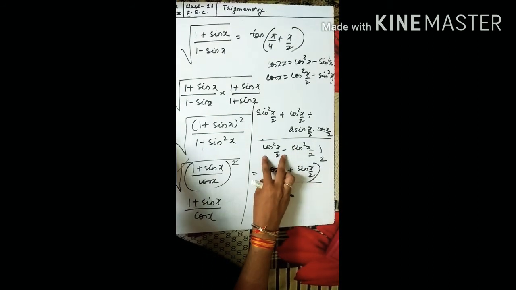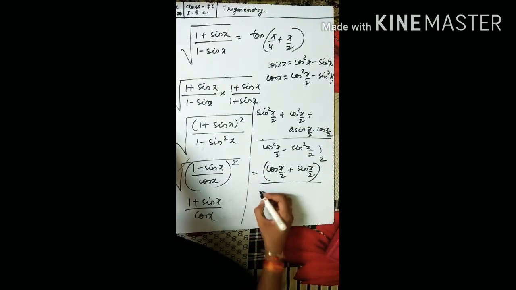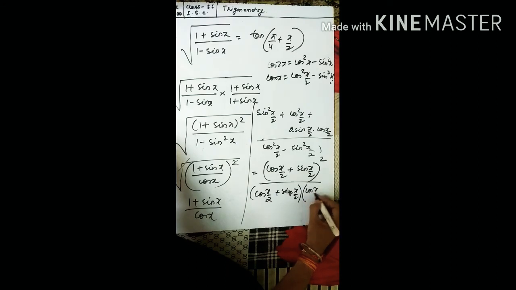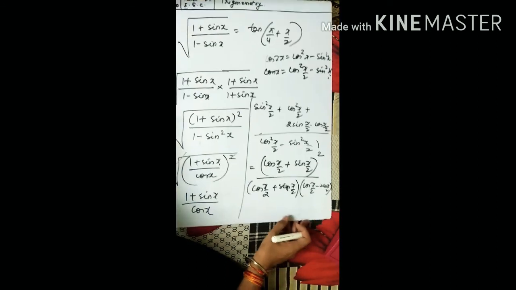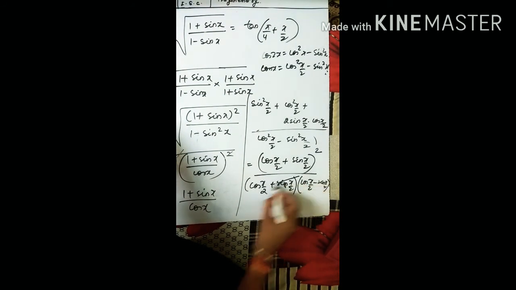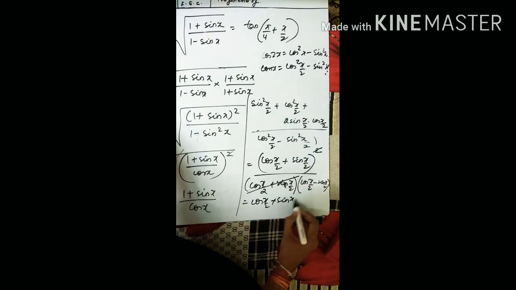This is actually a square minus b square identity, so you can write it as a plus b and a minus b, like this. Now this cos x by 2 plus sin x by 2, you can cancel it with this one and you will get this step: cos x by 2 plus sin x by 2 upon cos x by 2 minus sin x by 2.